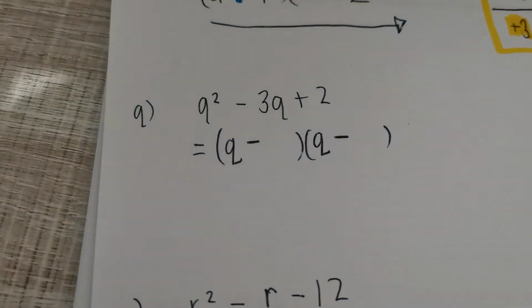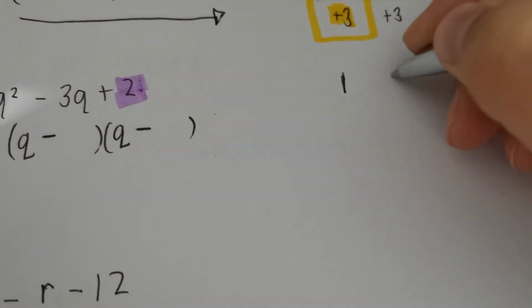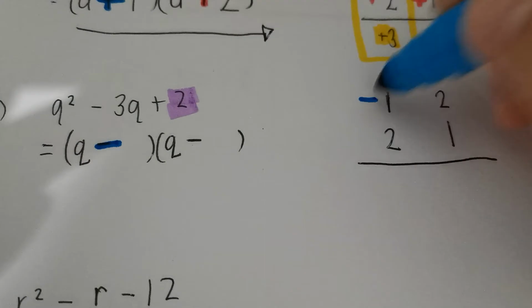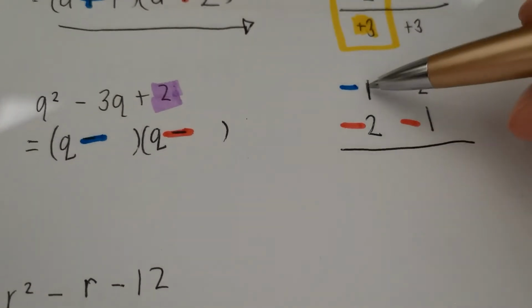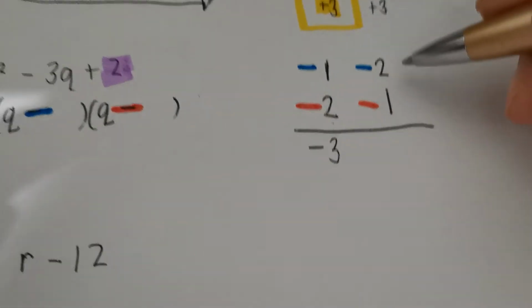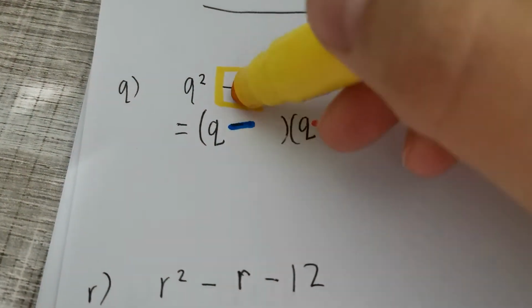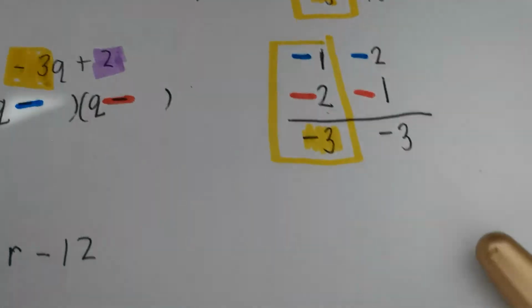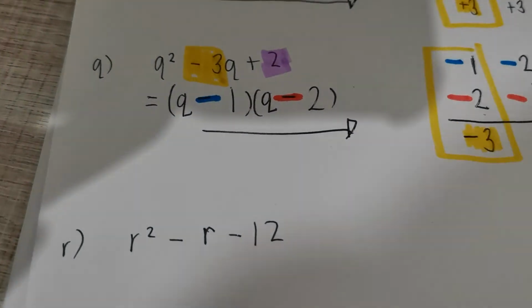Q goes there. Okay, we need factors of 2. Easy numbers so far. 1 and 2, 2 and 1. Okay. Blue, blue, blue. Pink, pink, pink. Negative 1 minus 2, negative 3. Negative 2 minus 1, negative 3. I need negative 3. Go back. Here's my negative 3. Okay, next to the blue, 1. Next to the pink, 2. Done.